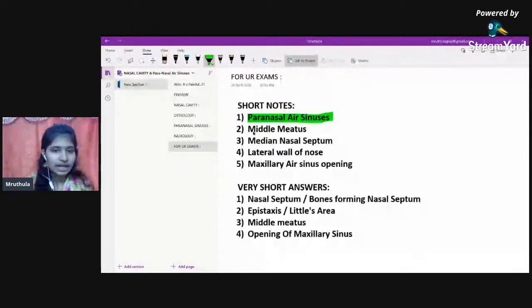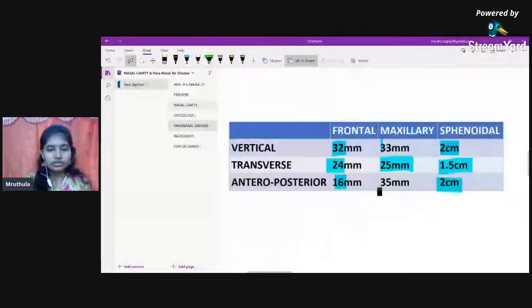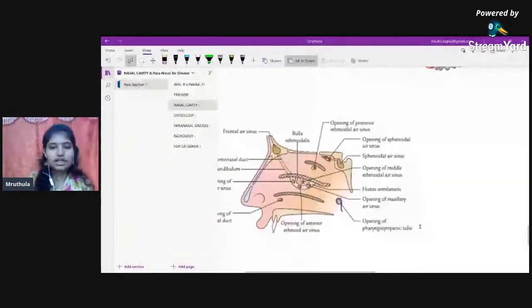Then middle meatus. I'll just show you the diagram. We talked about the openings. In the middle meatus, we have so many openings. So that is also an important repeated short note. The medial wall and the lateral wall have been dealt in detail in a different video, which will be posted soon. You can see that video for the medial and lateral wall.